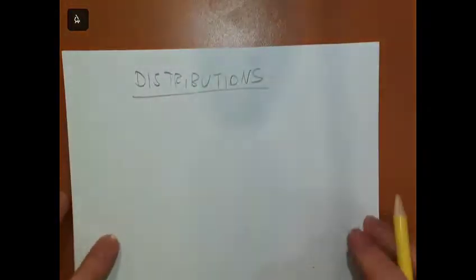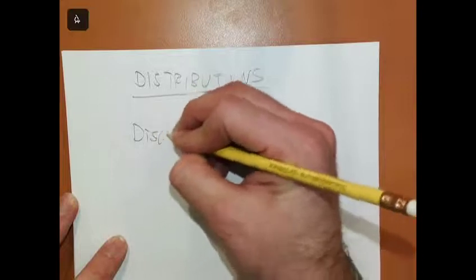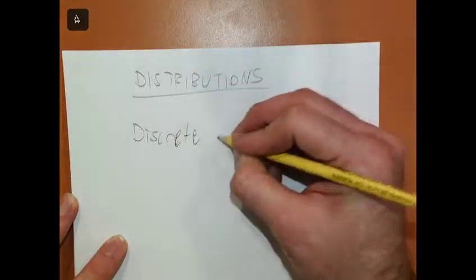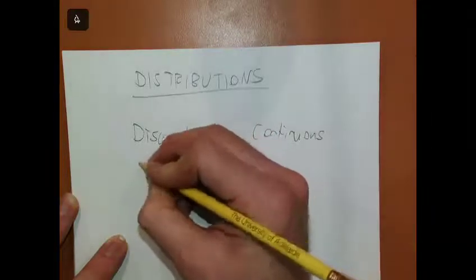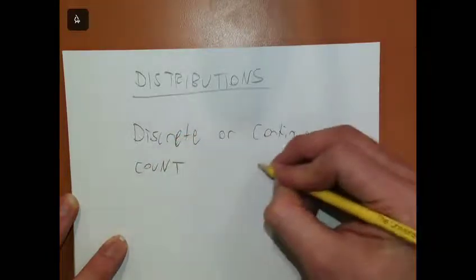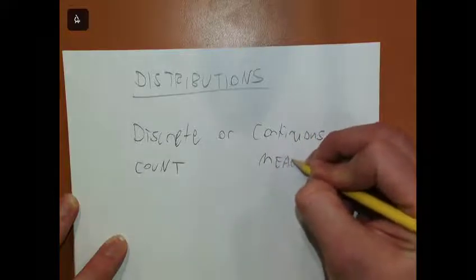Okay, probability distributions. The first piece of information is discrete or continuous. And this means that you counted it, and this means that you measure.